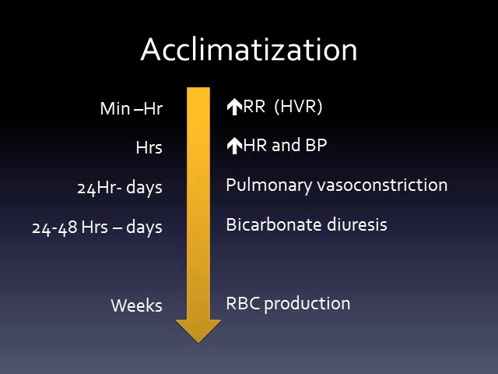Within hours, your blood pressure and your heart rate also increase. Within 24 hours to a few days, pulmonary vasoconstriction develops. Within 24 to 48 hours, to a couple of days, bicarbonate diuresis occurs. Bicarbonate diuresis is important as it accommodates for increased respiratory rate and the alkalosis it creates. It takes weeks for significant red blood cell production to occur and accommodate more oxygen.